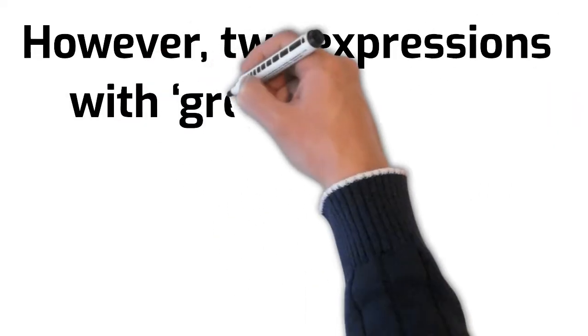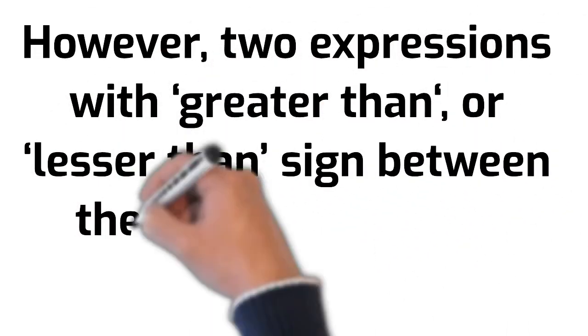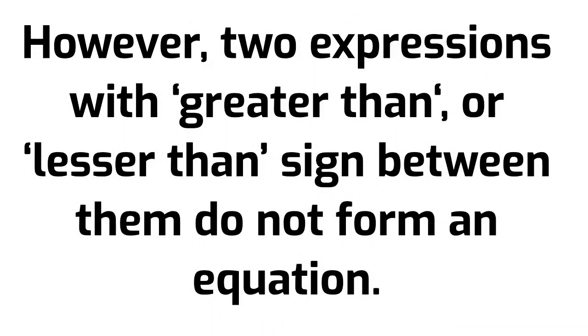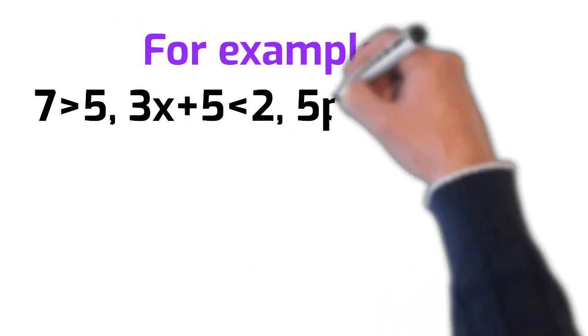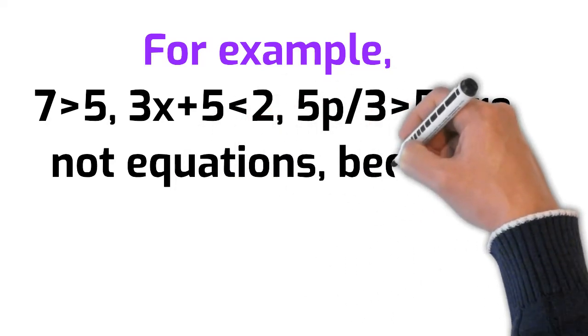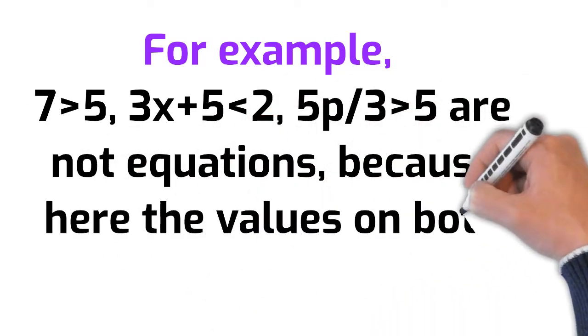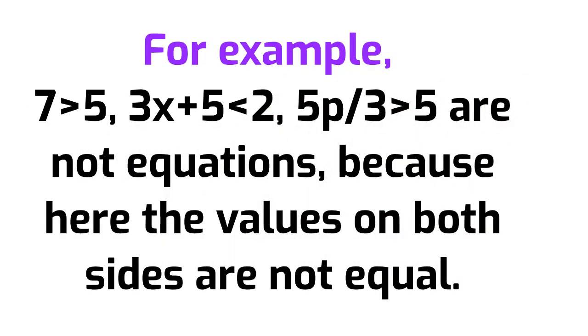However, two expressions with greater than and lesser than sign between them do not form an equation. For example, 7 is greater than 5. 3x plus 5 is less than 2. 5p divided by 3 is greater than 5 are not equations because here the values on both sides are not equal.